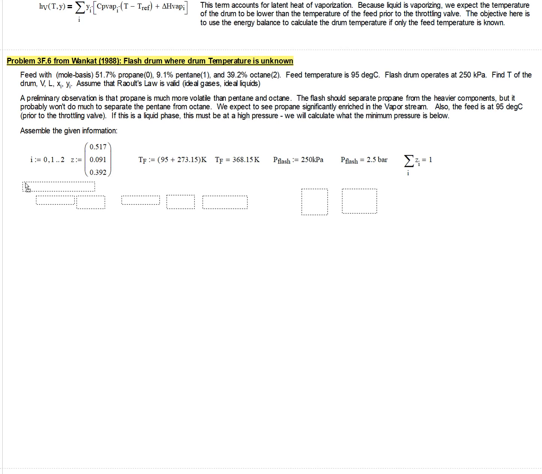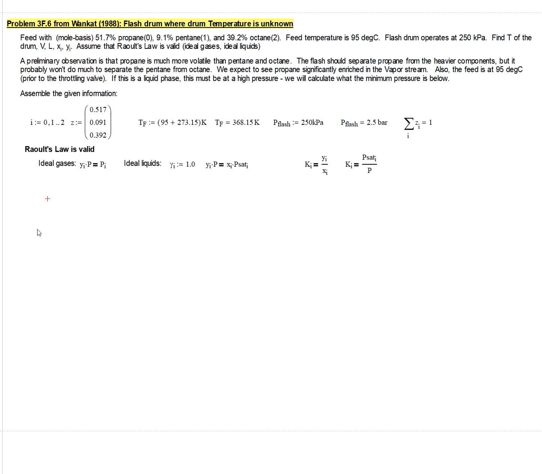Since Raoult's law is valid, I'm just going to insert this here. The partial pressure is equal to the mole fraction times the total pressure in the gas phase. The activity coefficients are 1, and our equilibrium relationship is given here by Raoult's law. We can also define the relative volatility, and for Raoult's law that reduces to Psat for each component divided by the total pressure.